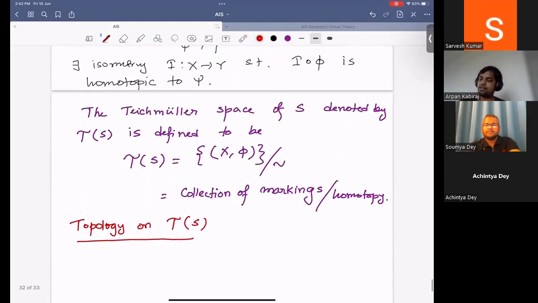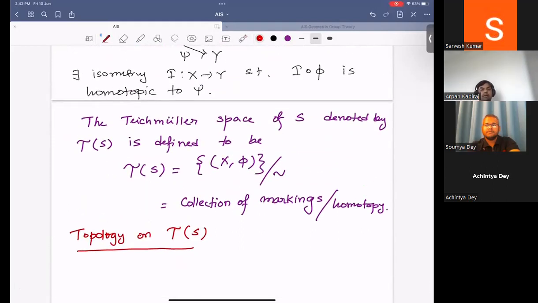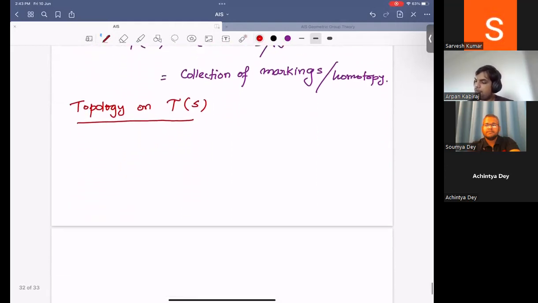Whenever I would like to put a topology on something, doesn't matter which object we are studying, if I want to put some structure on a collection of structures, like a collection of hyperbolic metrics or collection of differentiable manifolds, first I have to write them in the form of a collection of functions from somewhere to somewhere. So this is what I am going to do here. I am going to first write down the markings in the form of functions. Let's see how we can do this. First of all, suppose you are given a marking. Let X be a marking.